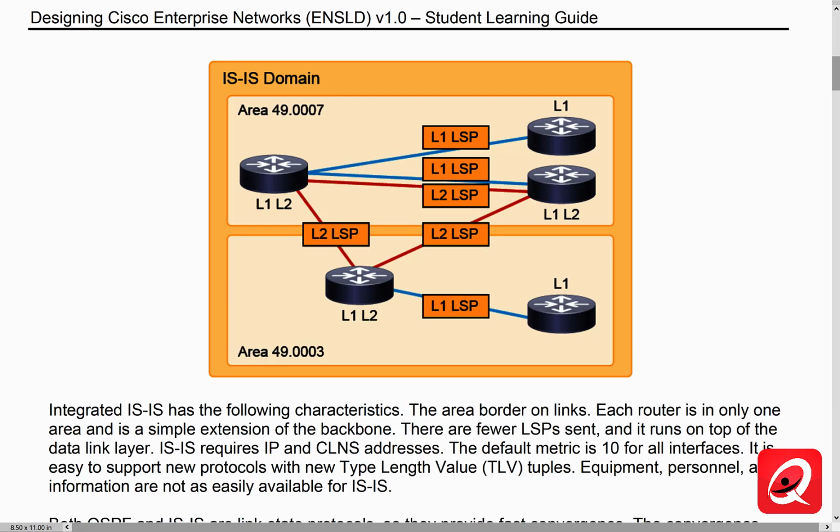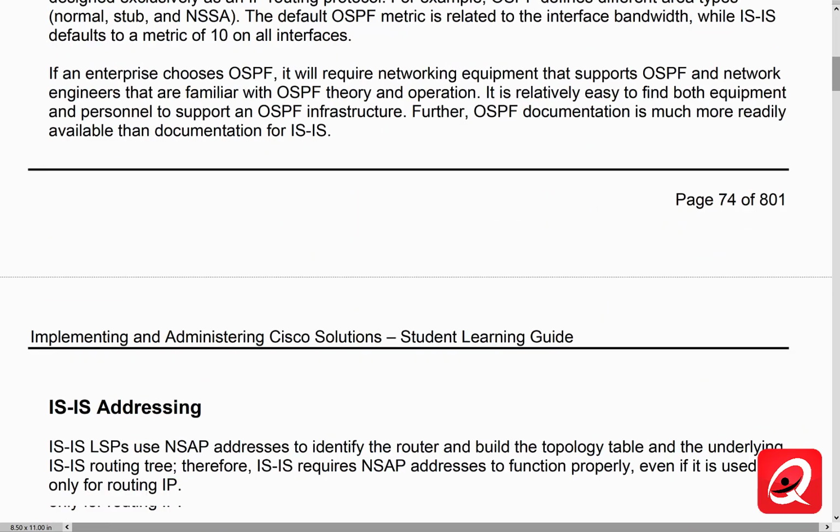But there are pluses and minuses to both protocols. By the way, we're not stuck with that metric of 10. We can actually change that behavior on a per link basis or on a global ISIS routing basis.